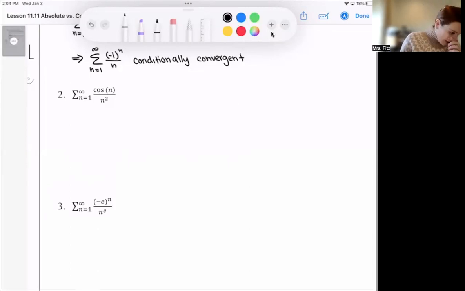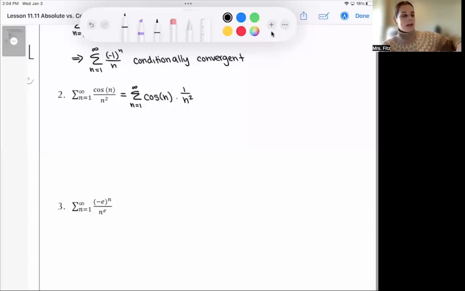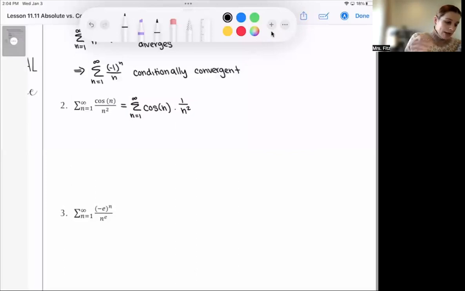So let's start with number 2. So we have the sum from n equals 1 to infinity of cosine of n over n squared. And so you could actually rewrite this as the sum from n equals 1 to infinity of cosine of n times 1 over n squared. Now let's think about this. The cosine function oscillates from 1 to -1, so there are some negative terms thrown in there. Times 1 over n squared is a p-series that converges. And so you can actually use the direct comparison test here.